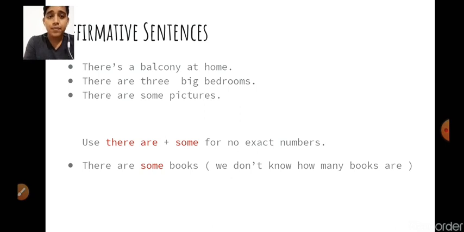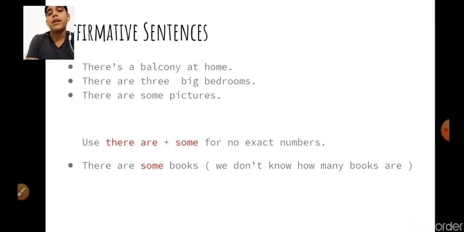Let's take a look at the last one because this is something important. It says, we use there are, it means the plural, plus some, this is the word some, for no exact numbers. It means that when we say there are some pictures, it could be like 2, 3, 4, 5, lots of pictures. We are not specifying how many pictures there are in the, let's say, in the bedroom, in the living room, in the museum. Okay, we have another example. There are some books. We don't know how many books are.